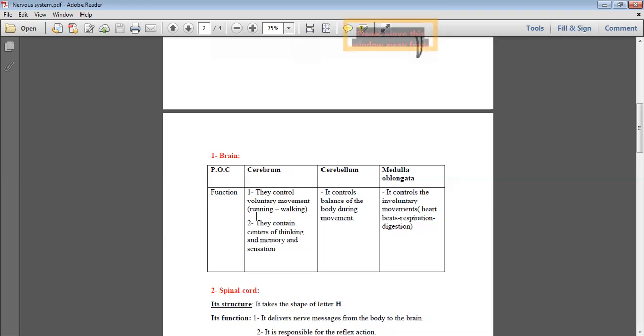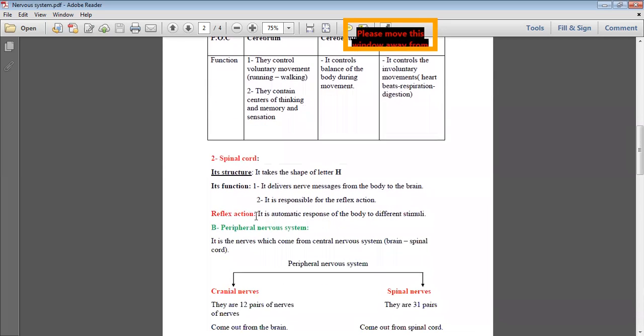So who controls the involuntary movements? The medulla oblongata. Like what? Like heartbeats, respiration, and digestion. Now the spinal cord, which is the long thing coming out from the brain, extending inside the backbone, okay? If we cut it, we can see inside it a shape of letter H. Its function is to deliver, of course, the nerve messages from the brain to all the body parts, okay? And it's also responsible for reflex action.